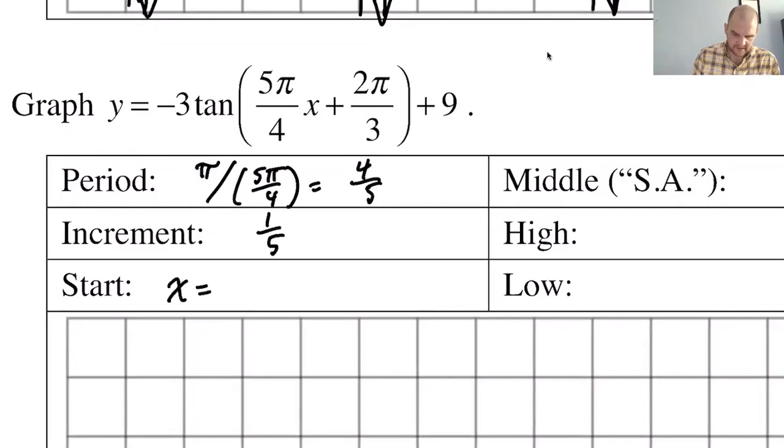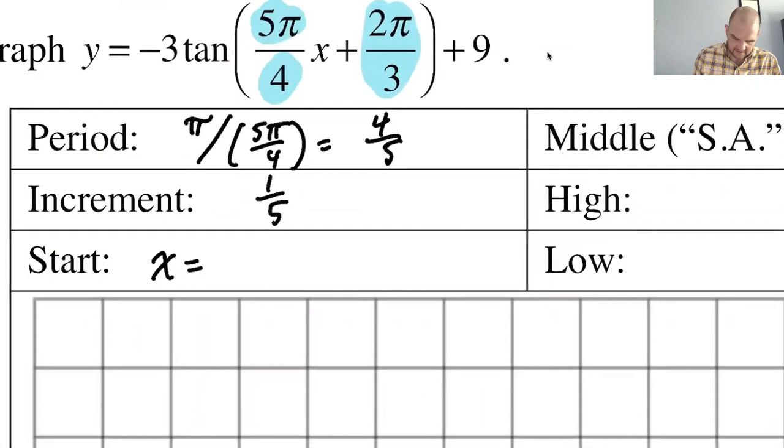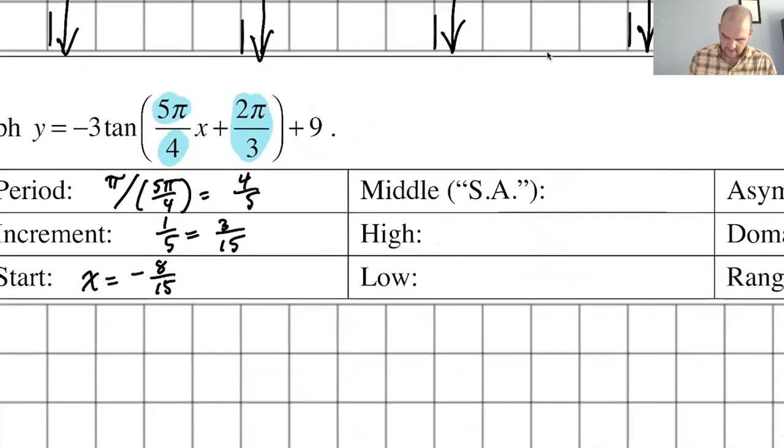All right, so what I do is I look at this, but I put it to the other side, so it's really negative 2 pi over 3. I'm going to multiply by 4, which is negative 8 pi over 3, divide by 5 pi, so that's negative 8 over 15. So let's change this to 3 over 15, so we can just keep adding all the way across. The middle point is going to be at 9. The high point is going to be at 12, and the low point will be at 6, right?